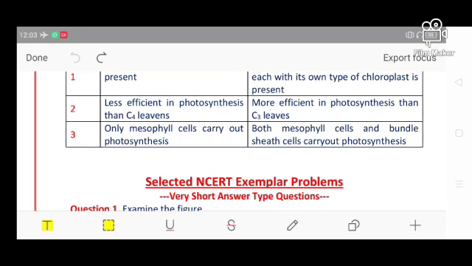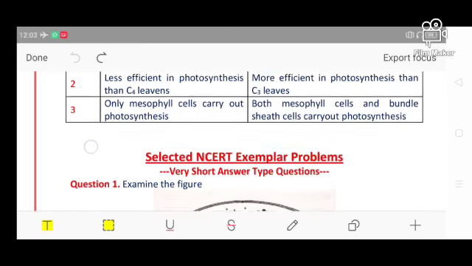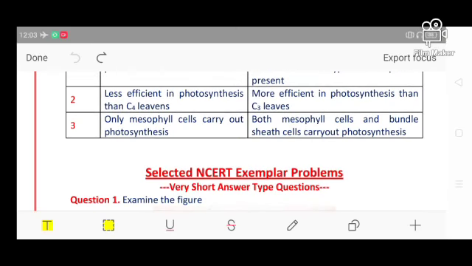So next one: in C3 leaves, the mesophyll cells carry out the photosynthesis, but in the case of C4 leaves, both the mesophyll cells as well as the bundle sheath cells carry out the photosynthetic activity. This is all about the C3 and C4 leaf anatomy.